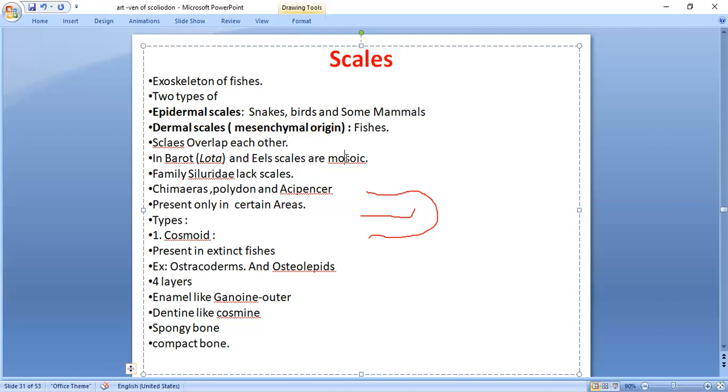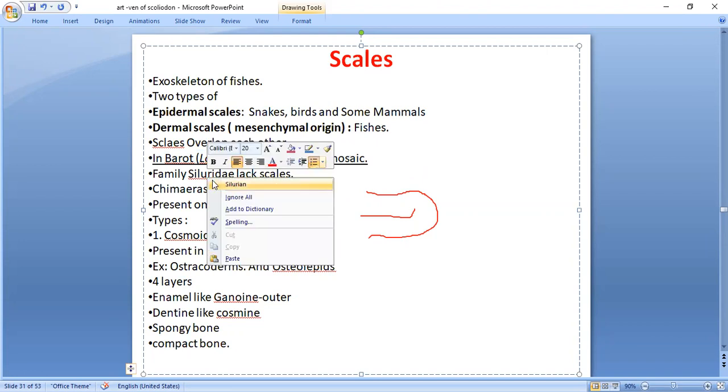So mosaic means the scales do not touch; one scale does not touch or overlap another scale. That kind of scales are known as the mosaic scales.